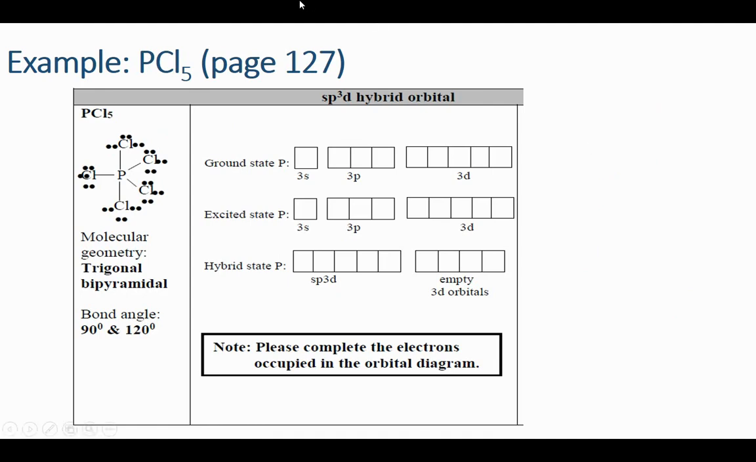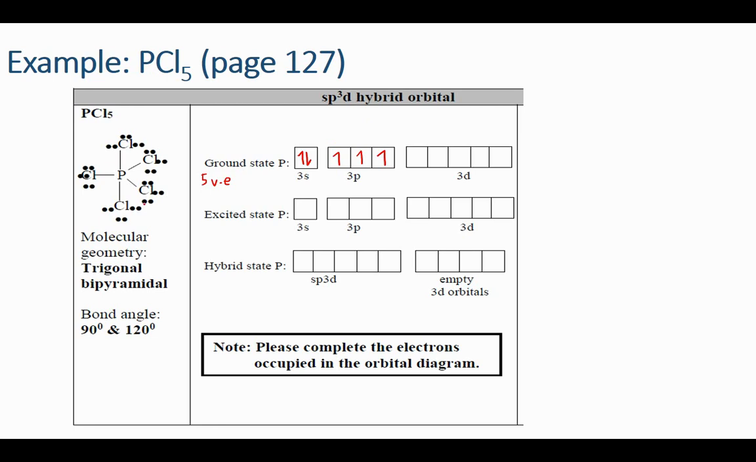Next, for PCl5, this is in page 1 to 7. So, first draw the Lewis structure. So, from here we can see that the shape is trigonal bipyramidal and the bond angle is 90 degree and 120 degree. So, the ground state of phosphorus. So, since phosphorus is in group 15, so it has 5 valence electrons. Okay, so we fill in the orbitals. So 1, 2, 3, 4, 5. So there are 5 valence electrons.